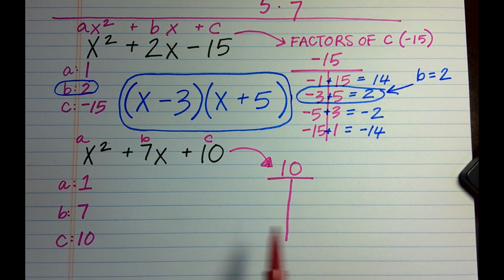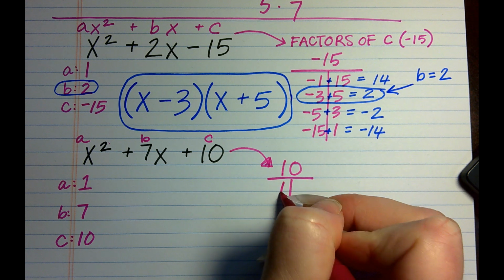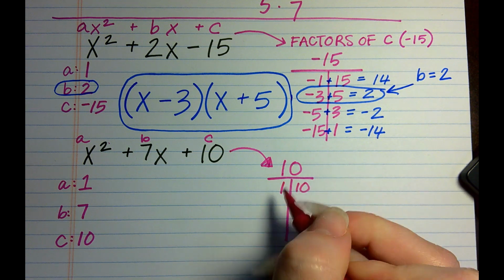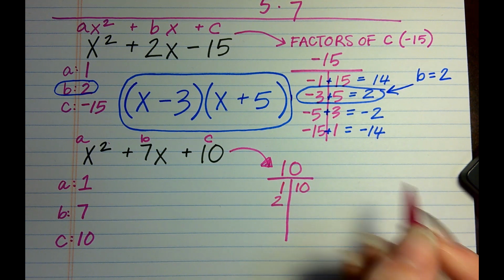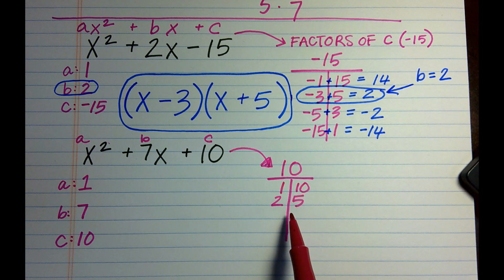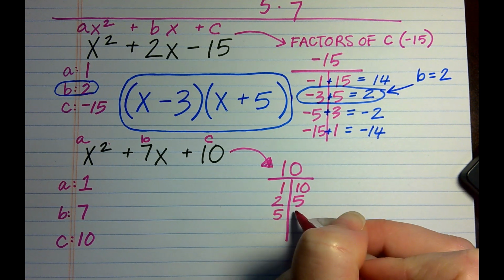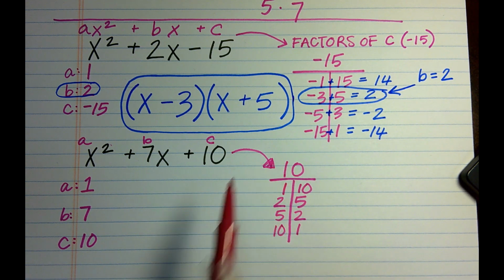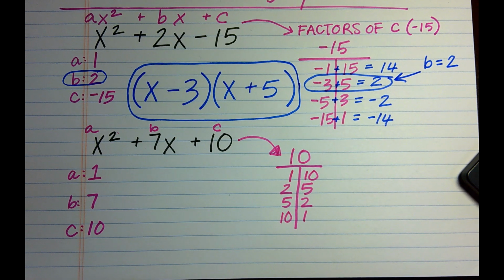But let's start with our smallest number, 1. 1 times what makes 10? 1 times 10. Can we do 2? Yeah. 2 times what? 5. Good. And let's see, moving on from there, we can't do 3, we can't do 4. We can do 5, but technically we already did it. We could list it out for fun though, 5 and 2, and then 10 and 1. These are all the factors, all the different possibilities. So what do we do next based off of what's above?